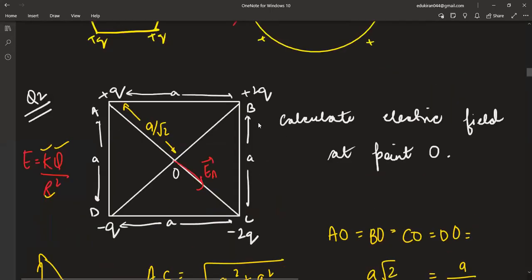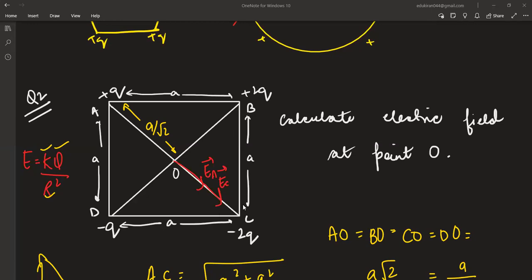Coming to the B point, before the B point, let's solve this C point. Look here. The C point is a negatively charged particle, minus 2Q. For negative charges, we move towards the charge. So if I move like this, that will be away from point C, and if I move like this, that will be towards point C. So that is EC. What is the magnitude of EC?